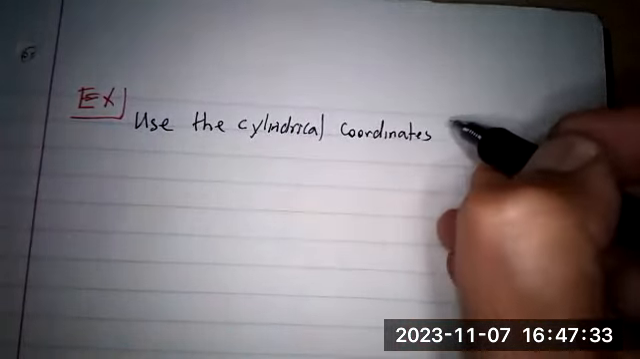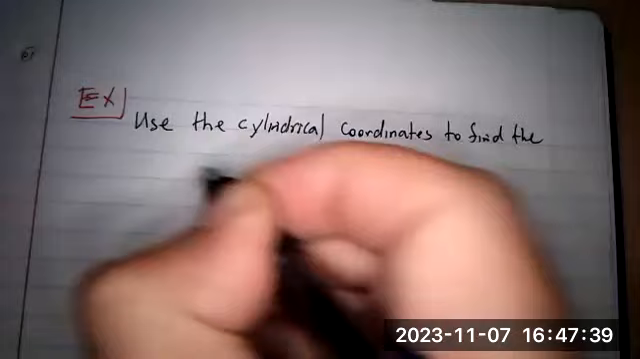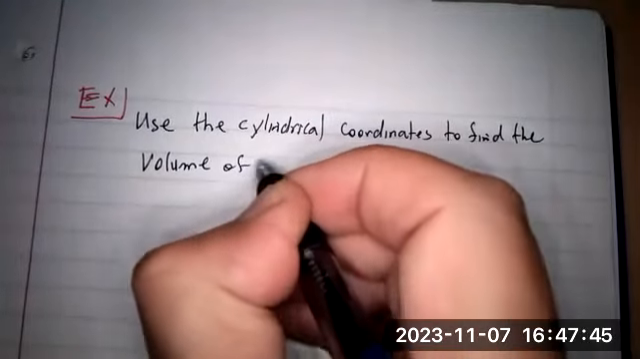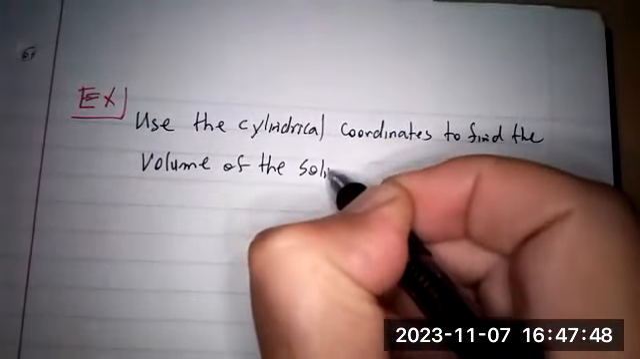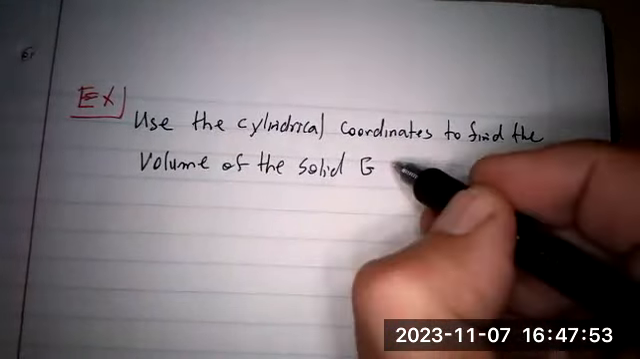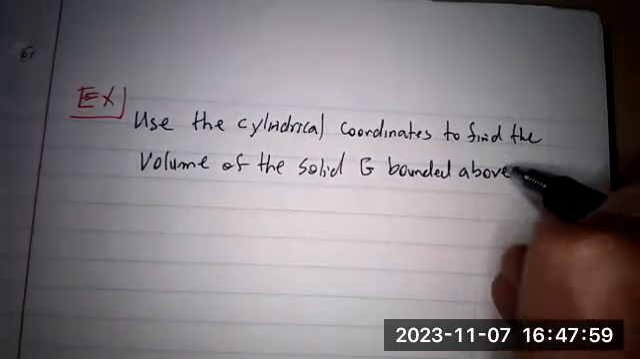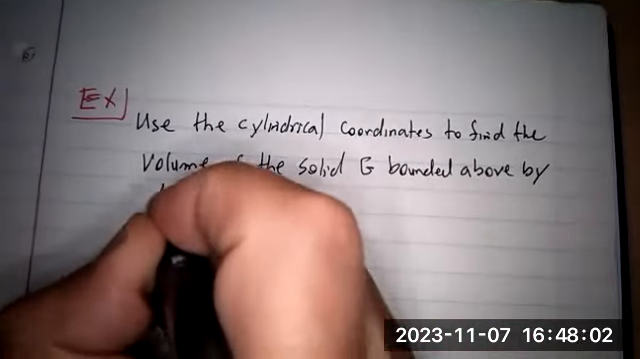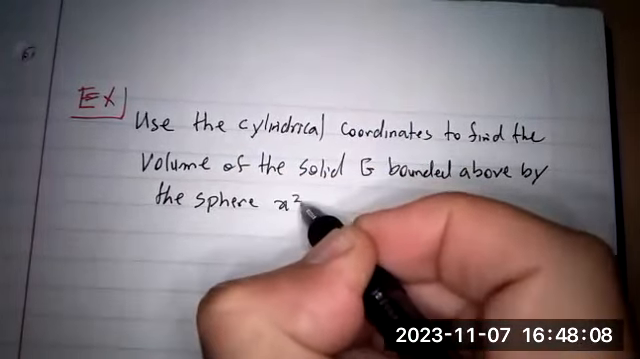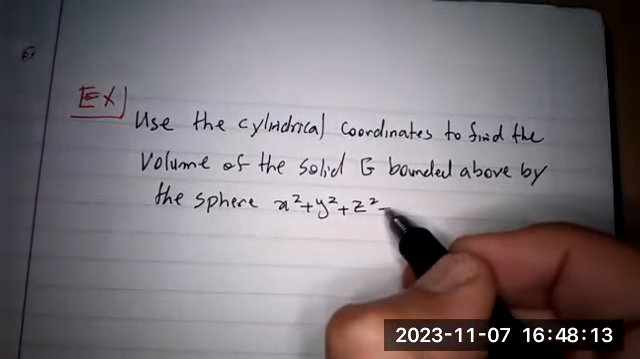Okay, cylindrical coordinates to find the volume. Find the volume of the solid. Let's say solid G, if you like. Bounded above by the sphere. The sphere is x squared plus y squared plus z squared equal to 16.